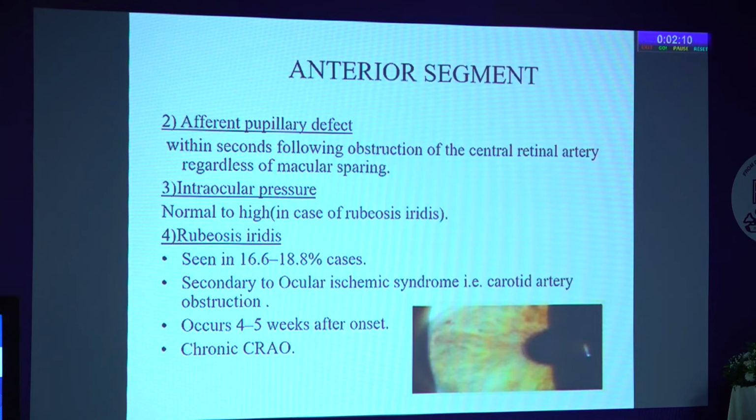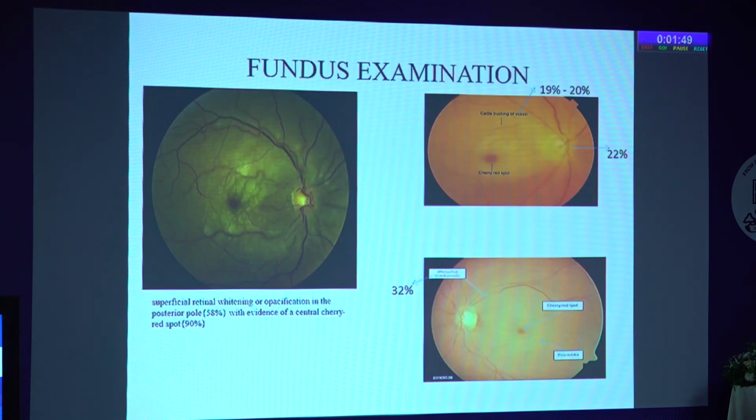So, as far as findings in the anterior segment, you can have an afferent pupillary defect, and intraocular pressure may be normal or high. You may see radiographic iritis. In some few percentage of cases, like 16.8%, it is secondary to ocular ischemic syndrome, that is carotid artery obstruction. That occurs 4 to 5 weeks after the onset, and in chronic CRAO patients. This is the fundus examination.